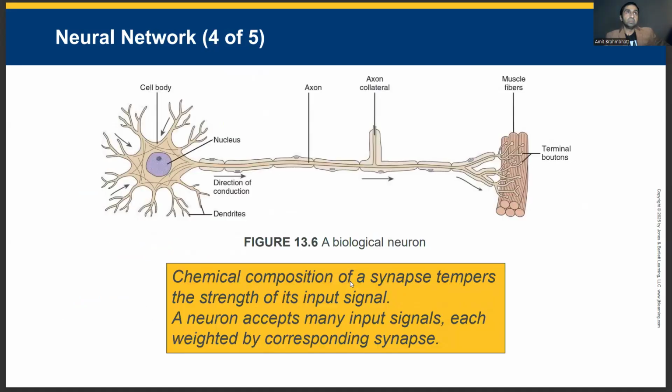Slide 32, Neural Network, 4 of 5. This slide shows how synapses weight input signals. A neuron receives many signals, each weighted differently. Artificial neural networks do the same. Each input is multiplied by a weight, and the sum determines whether the neuron activates. These weight adjustments enable learning.